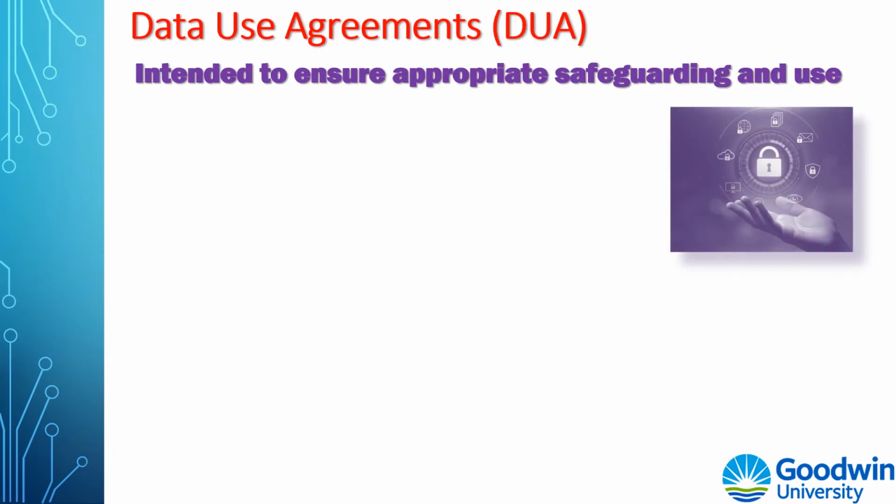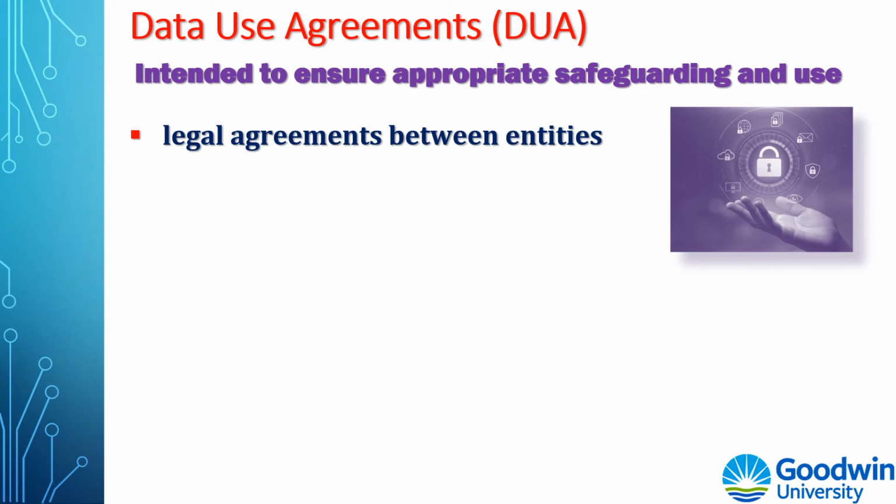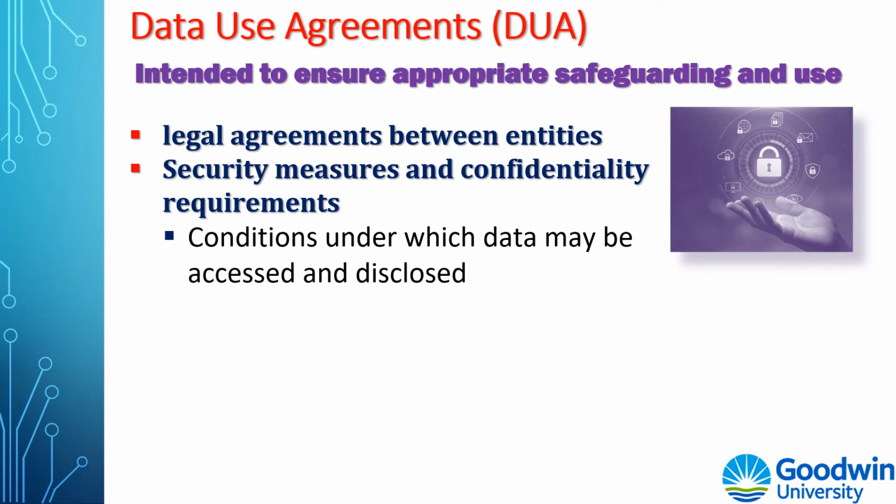So data use agreements, they're very important. That's a DUA, and they're intended to ensure appropriate safeguarding and use of data. So data use agreements are legal agreements, right? And they're used between entities. So if I'm going to share data with somebody, and I either buy or have access to data and I want to use it, then I have to sign an agreement with you, which really is very detailed. It talks about what security requirements are for that data, what type of confidentiality requirements are done, and under what conditions data may be accessed and disclosed.